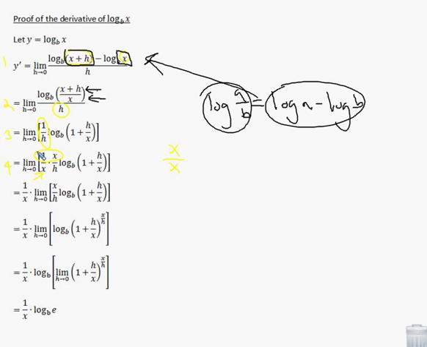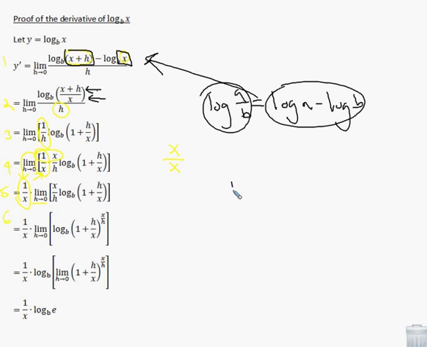Then, since 1 over x is not affected by h approaching 0, in step 5 here, we take the 1 over x and move it out, right? So this 1 over x that was, it's getting a little crowded here, right there, we moved it outside the limit to right there. Okay, and that's the only change from step 4 to step 5. Step 6, we use another log property.